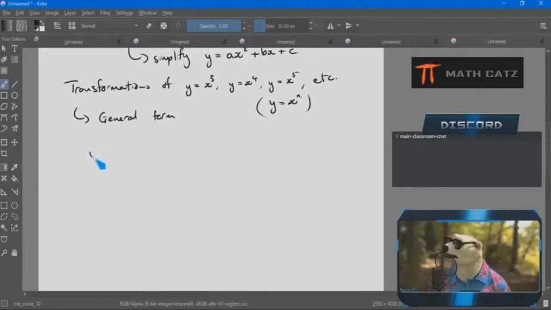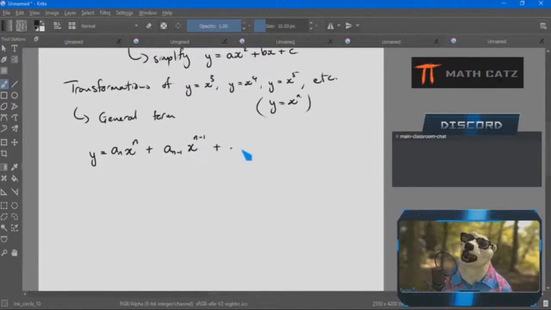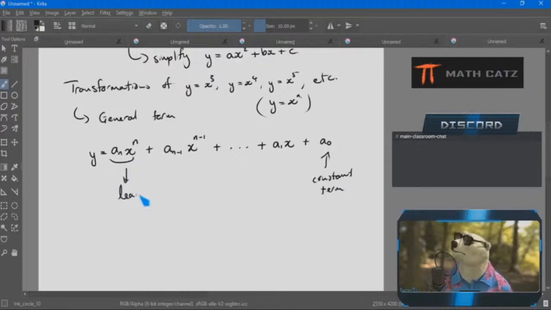So my general form then is going to be the highest power is x to the n, and I'm going to have a number in front that I'll call a sub n. Then I could have another number as the coefficient of the next power down, and that can go all the way to the coefficient of x and just a number on its own called the constant term. This guy over here is called the leading term, and these are words that you should know already.